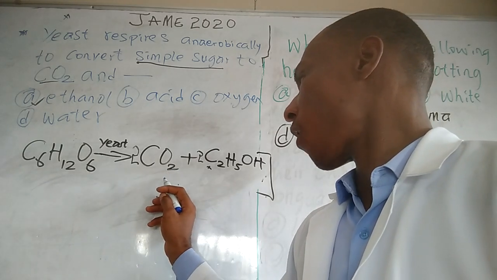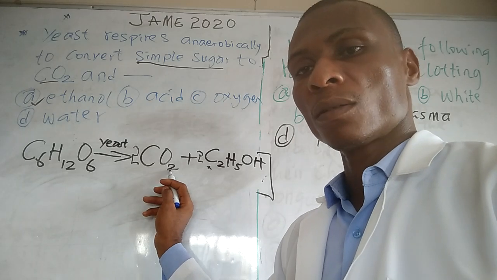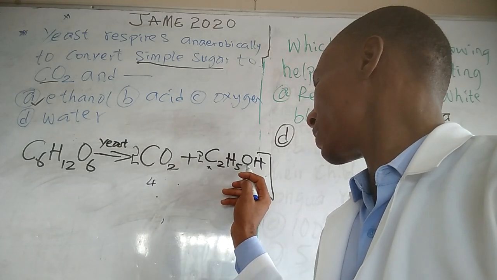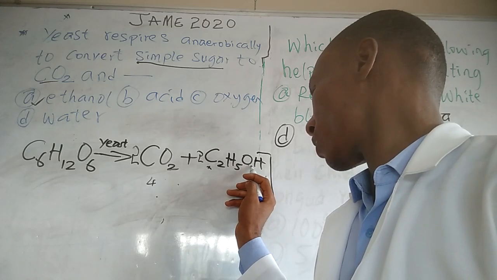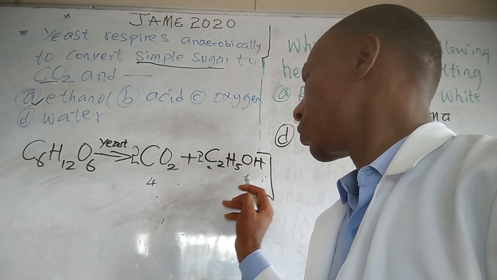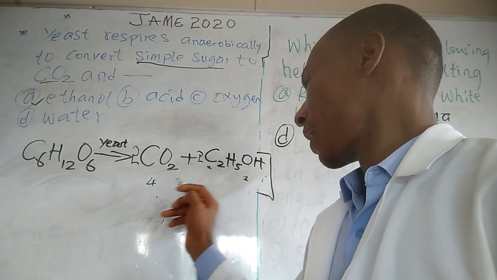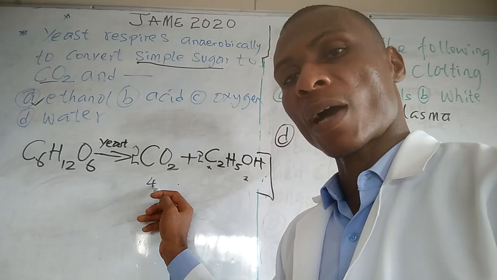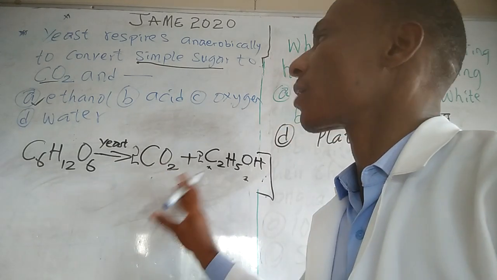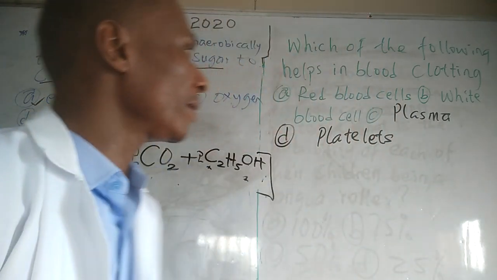Oxygen is 6 here. Oxygen here is what? 4. How do we have 4 here? The coefficient here, 2 times 2, gives us 4. Then the oxygen here is 2, because there is an invisible 1 here. Then 2 times 1 is 2. So you now see that we have 2 molecules of oxygen here. You add to this 4, which you are going to have 6 molecules. So the equation is balanced. And the correct answer is what? Ethanol.